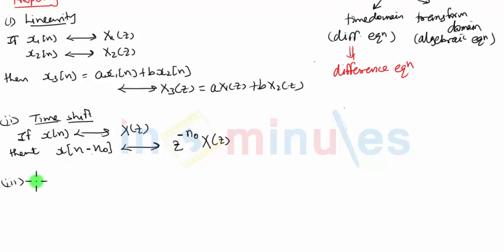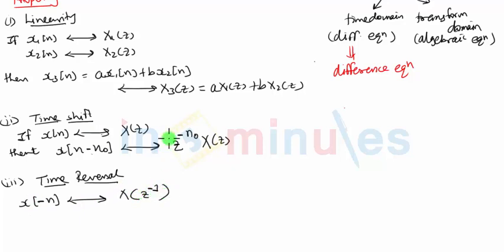Moving on to the third property, which is of time reversal. In time reversal property, we say that if you take signal x[minus n], its corresponding Z transform will be nothing but X(z inverse). That means X(z), which is the original Z transform of x[n], and if you perform x[minus n], which is also called folding operation, all you have to do is replace z with z inverse in the corresponding Z transform.